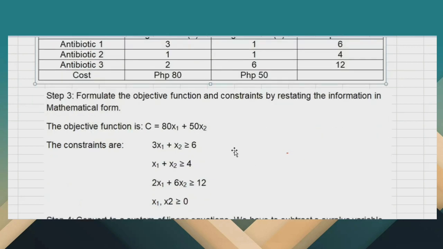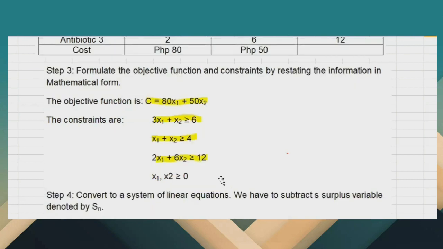So we have this objective function, C is equal to 80 x sub 1 plus 50 x sub 2. This one. And then the constraints, we have 3. 3x sub 1 plus x sub 2 greater than or equal to 6. x sub 1 plus x sub 2 greater than or equal to 4. Then 2x sub 1 plus 6x sub 2 greater than or equal to 12. So we are calling them structural constraints and then the non-negativity constraints.